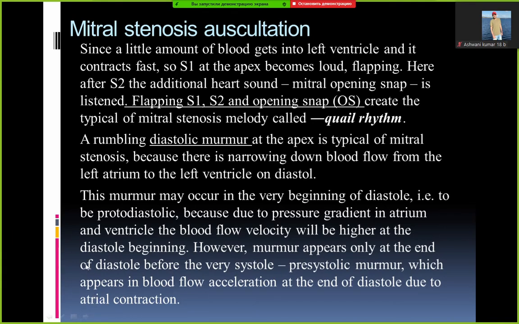Since a little amount of blood gets into the left ventricle, and it contracts fast, S1 at the apex beat becomes loud and flapping, and after S2 an additional hard sound appears, the mitral opening snap. Flapping S1, S2 and opening snap create the typical melody of mitral stenosis, which is called quail rhythm.